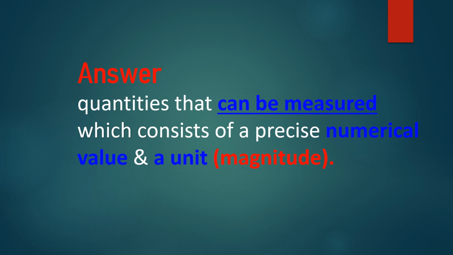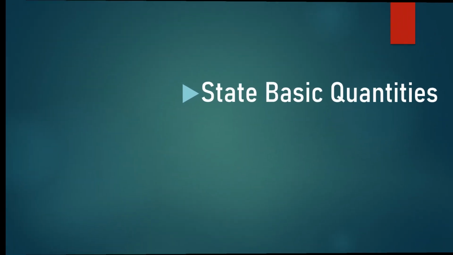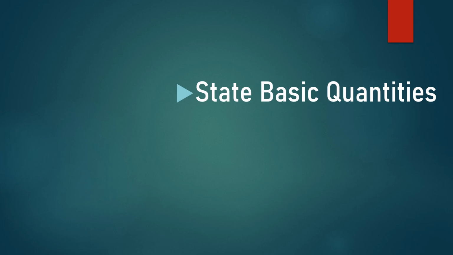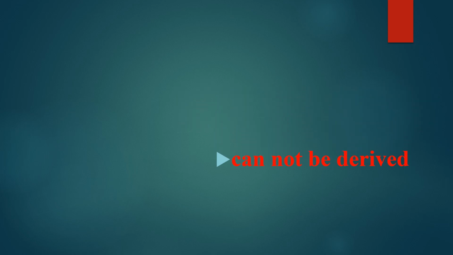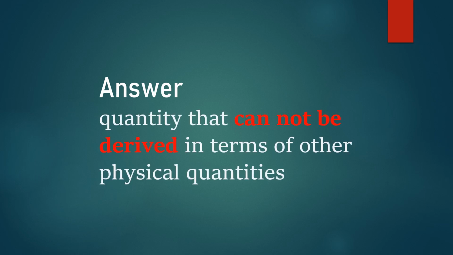a unit. Alright, so the next question is about basic quantity, state the definition. The same thing: you have to know the notes about the relationship between basic quantities. It has length, it cannot be derived, and the answer we can put as: quantity that cannot be derived in terms of other physical quantities.